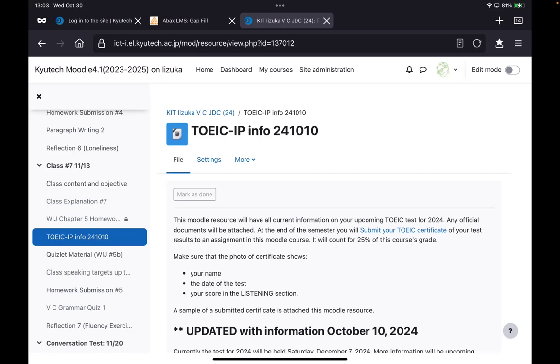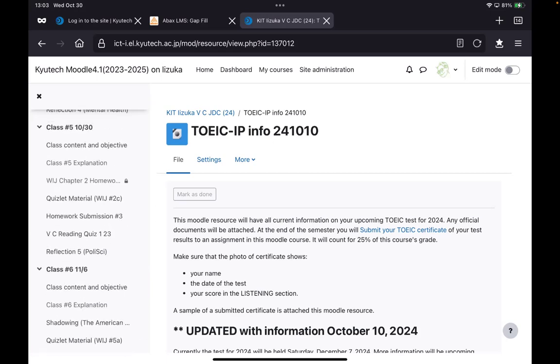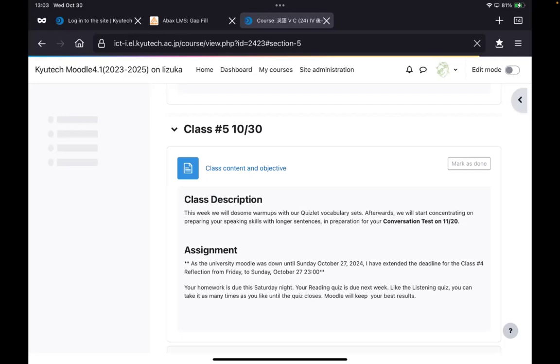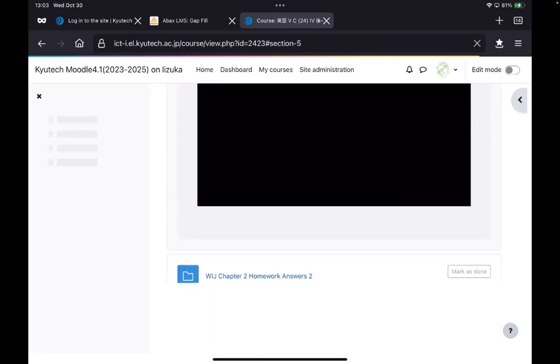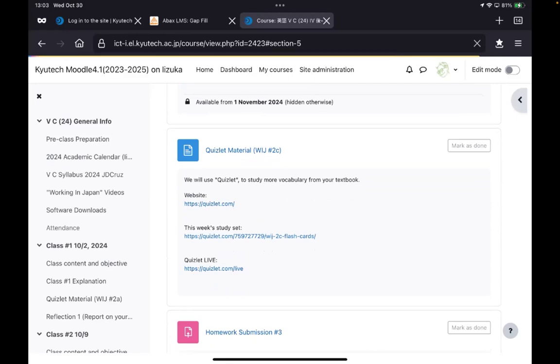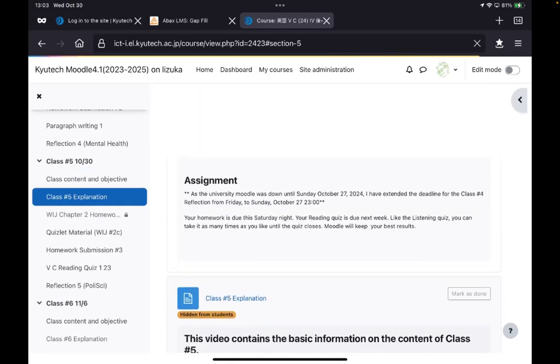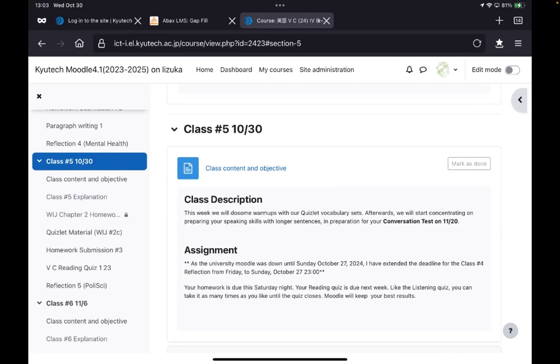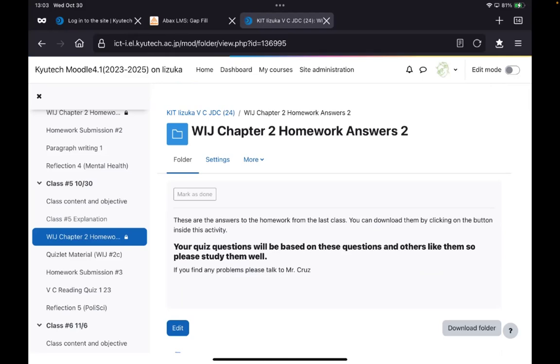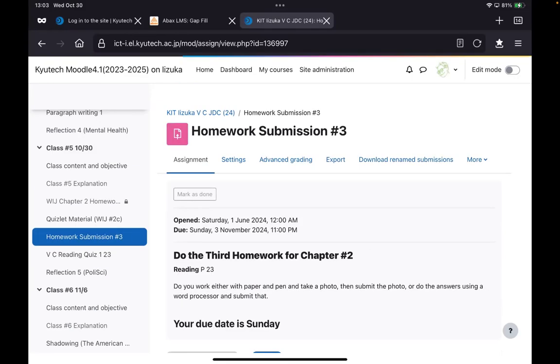Okay, now today, class 5, I want to do the Quizlet. Where is it here? The Quizlet materials for the warm-up. Also, your homework answers are already available. Please make sure that you download these and make sure that you understand them. And your homework for this particular week is on the reading on page 23. Okay, that will be due on Sunday.